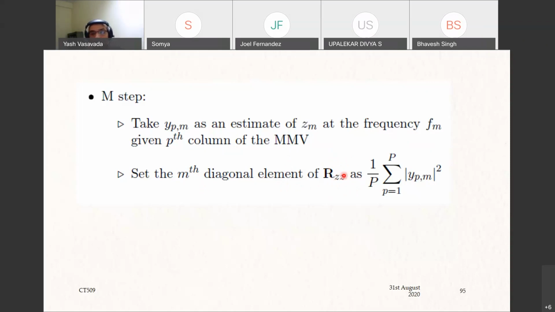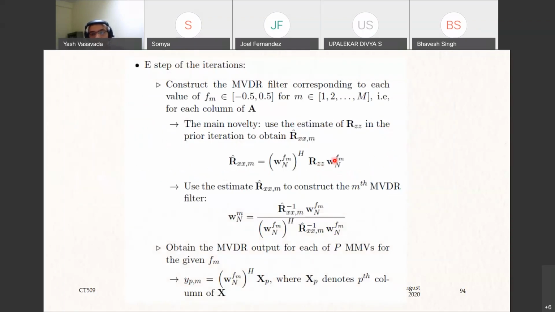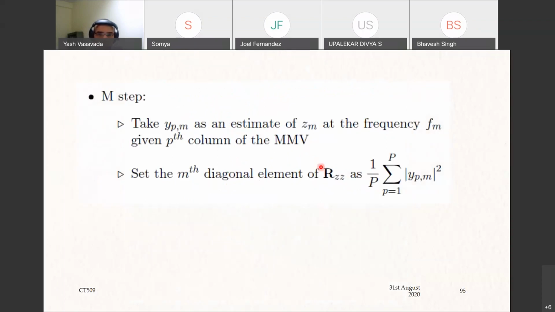And we are keeping it to be diagonal. And so this RZZ goes back in the next iteration. And hopefully now it will be an improved estimate of RZZ. So this is the expectation maximization algorithm. It's a watered down version of expectation maximization.